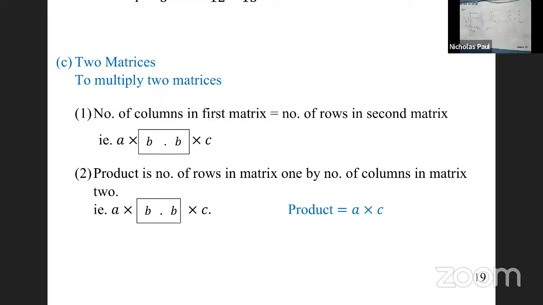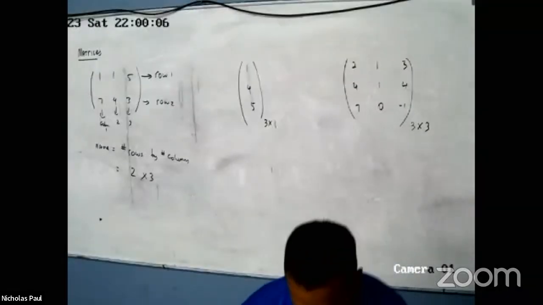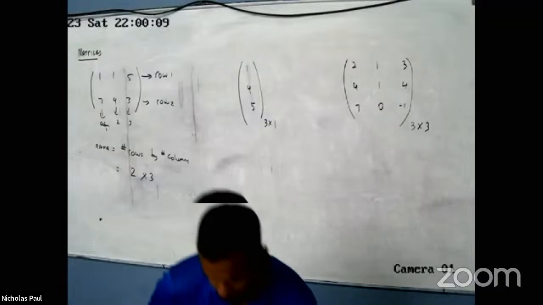And then the second thing is that the product is going to be the number of rows in the first matrix by the number of columns in the second matrix. So those two things are really important. You have to make sure the matrices are conformable. Then you have to know what your answer is. Okay? So I'm going to do that a few times here, but I'm going back on the board for this one because I want you to follow me properly.